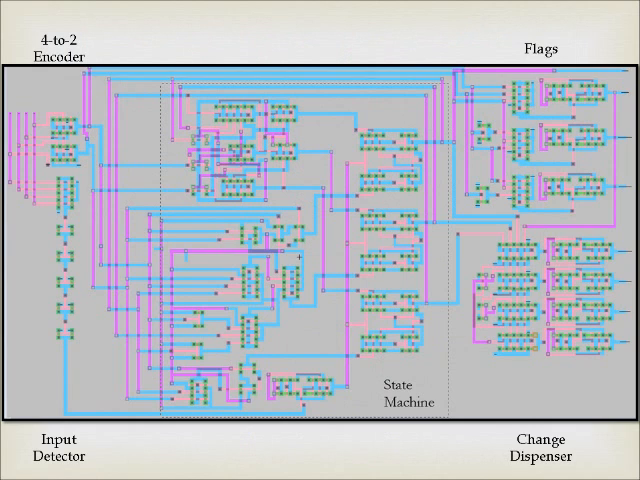This is the final vending machine layout. Here we can see all of the main components of the vending machine. The 4-to-2 encoder is at the upper left section of the layout. The input detector, which acts as a clock to the JK flip-flops in the state machine and utilizes 5 NOT gates for delay, is at the lower left section. The significant output flags, such as dispense or reject money, are found at the upper right section. The change dispenser is located at the lower right section, and the state machine is directly in the center, bridging the inputs to the output signals.